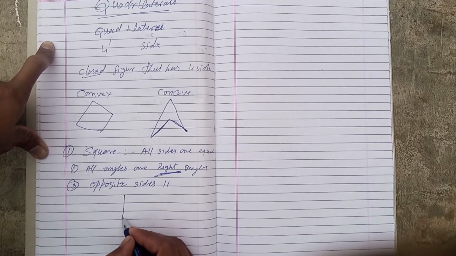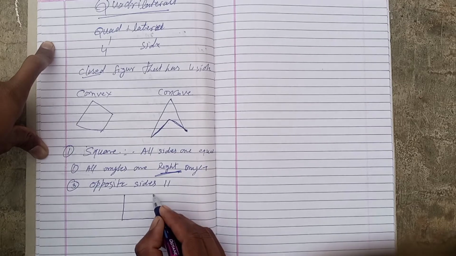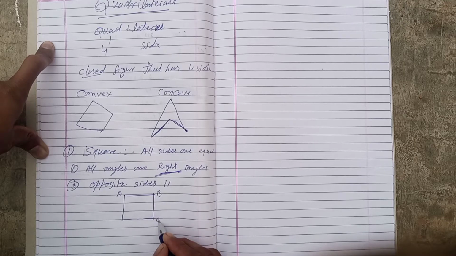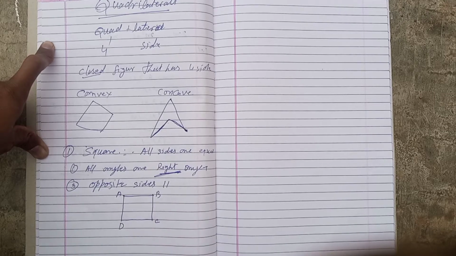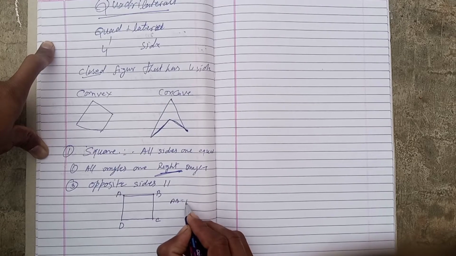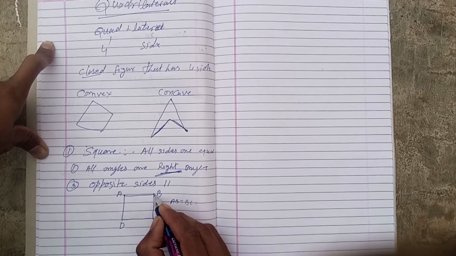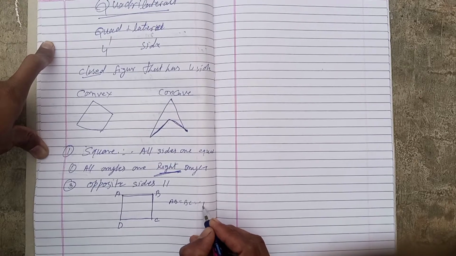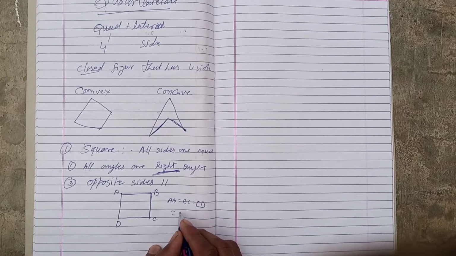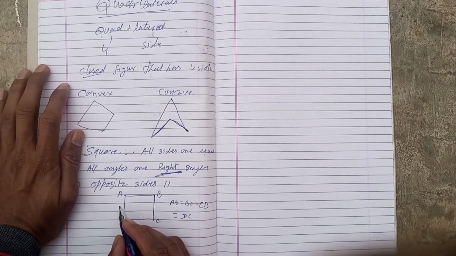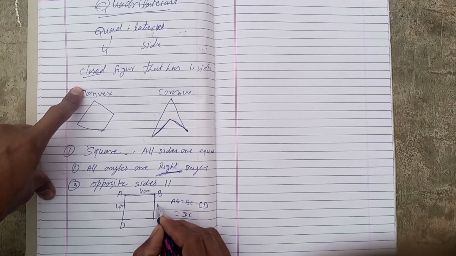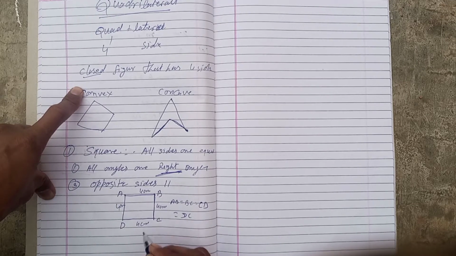See here, ABCD is a square. In it, side AB is equal to BC, equal to CD, equal to DA. All sides are equal. Suppose one side is 4 centimeters, then all sides will be 4 centimeters.